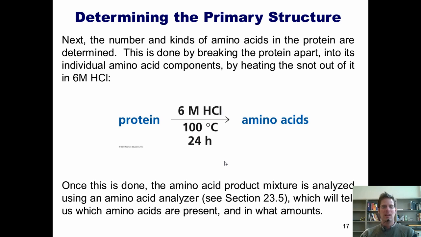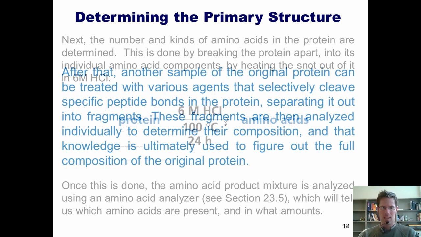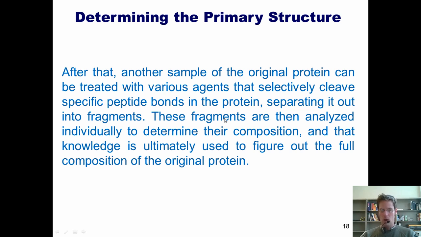Once I've done that, then I can figure out what amino acids are present in that protein and in what amounts by taking this mixture of amino acids and putting it in an amino acid analyzer. Now, how that analyzer works is covered in section 23.5. I didn't discuss it, but if you want to, you're welcome to refer to that section. Once again, that analyzer tells us how many amino acids there are of each type and what types are present in this protein. Now, at this stage, we don't yet know what order the amino acids were in. All we know is which ones there were and in what amounts.